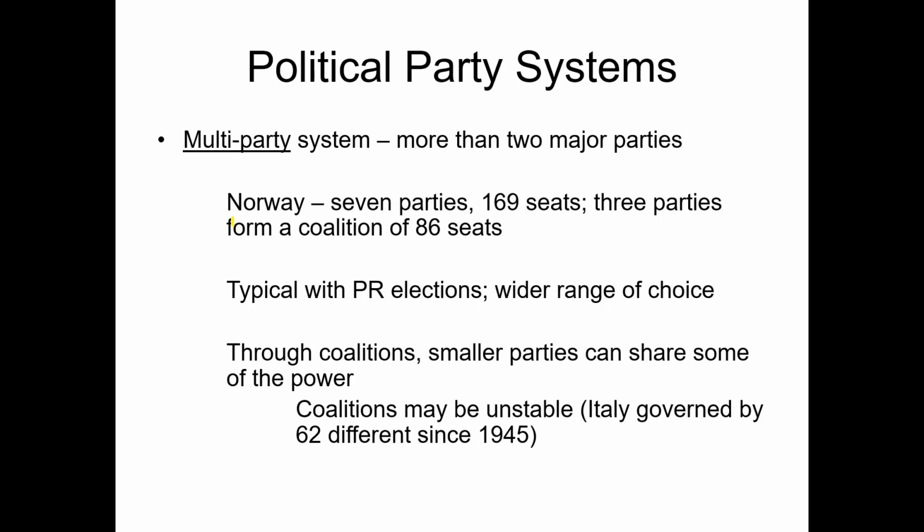A multi-party system that we've already touched on as well, more than two major parties. Norway, for example, has about 7 parties in their Congress, and they have 169 seats. And recently, 3 parties formed a coalition of 86 seats. This is, as I said, typical with proportional representation type of elections where you have a wider range of choice. And then through the coalitions, the smaller parties can actually share some of the power. So you've got pros and cons, costs and benefits on both sides of these types of systems here.